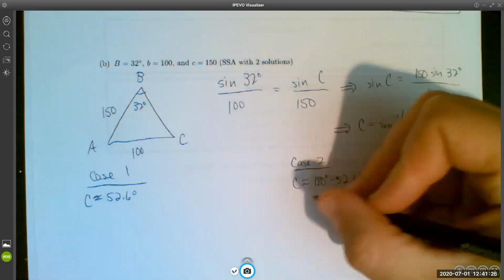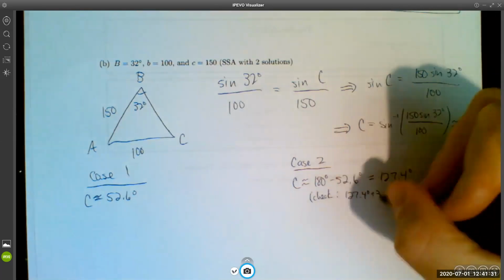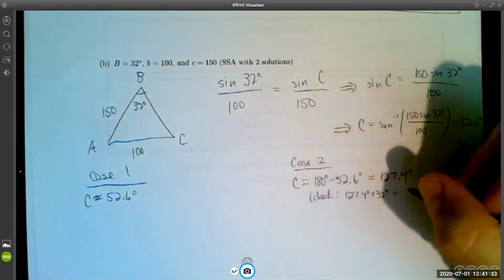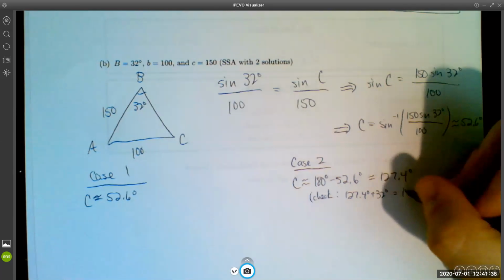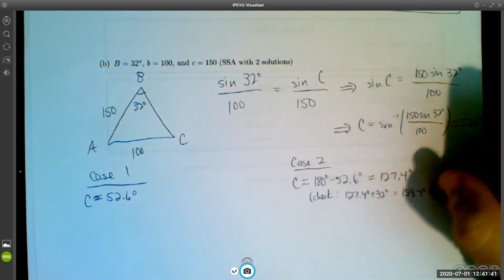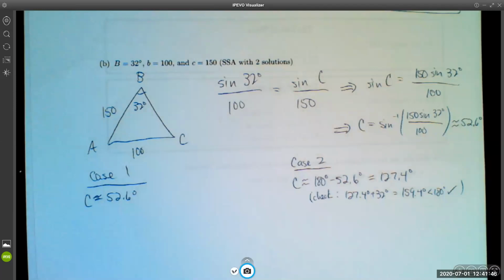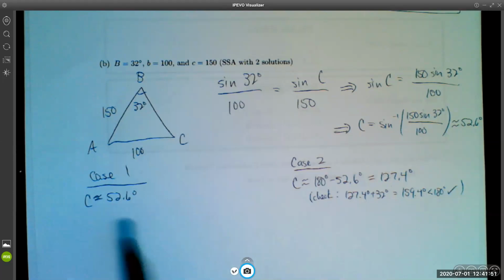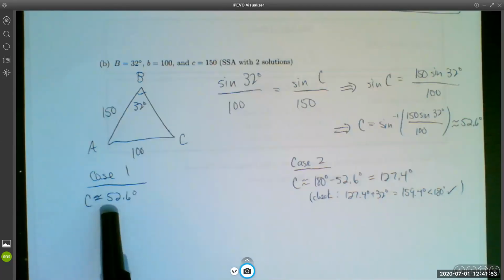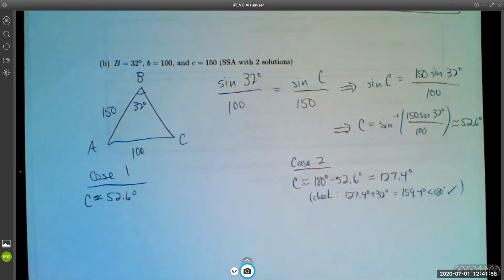So I'm just going to check, right? 127.4 degrees plus 32 degrees equals 159.4 degrees, I think. Yeah, which is less than 180. Okay, so case two could give us a perfectly good triangle. Right, so we have these two competing cases. On the one hand, C could be 52.6 degrees. On the other hand, C could be 127.4 degrees, right? So we're going to give both solutions. We're going to look at both possibilities.